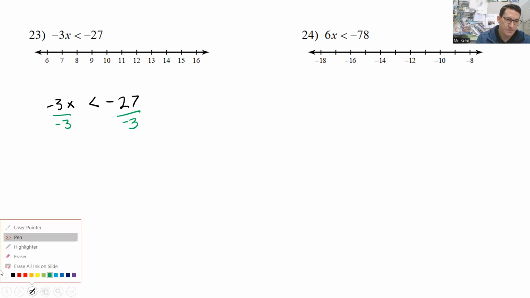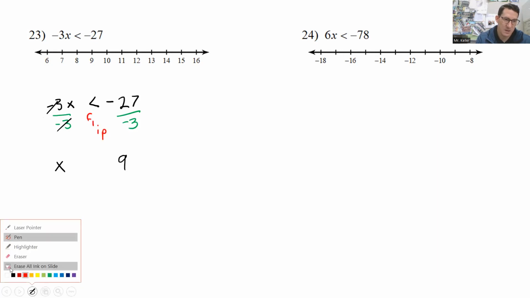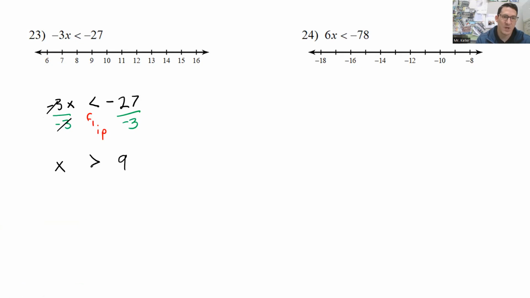So here to solve this one, I need to divide both sides by negative 3. Negative 3 divided by negative 3 cancels out. Negative 27 divided by negative 3 is positive 9. Since I divided by negative 3 to solve, I need to flip this inequality the other way. So it's going to open up the left. So it just flips the other way. So x is greater than 9, no line underneath. So it's going to be an open circle. And it's going to be all values bigger than 9.